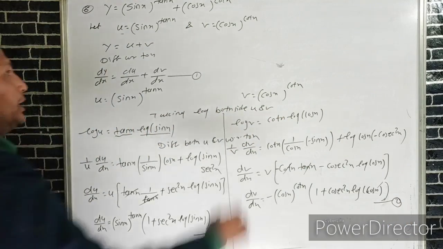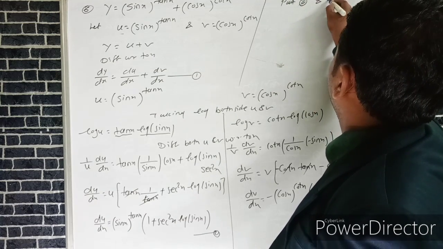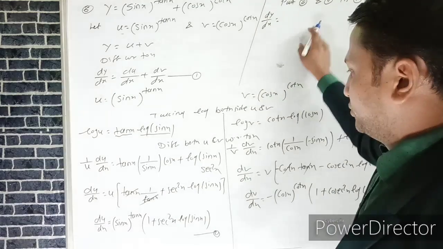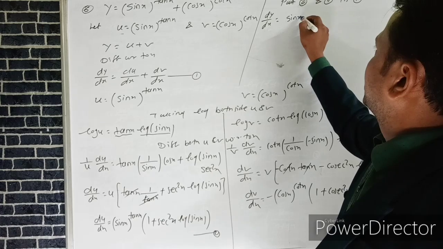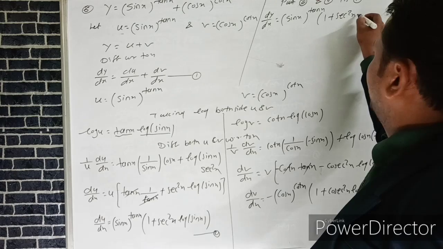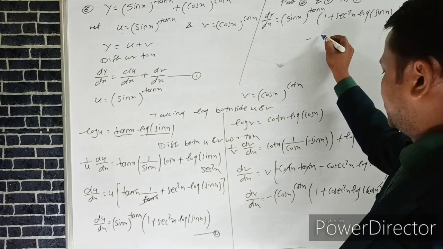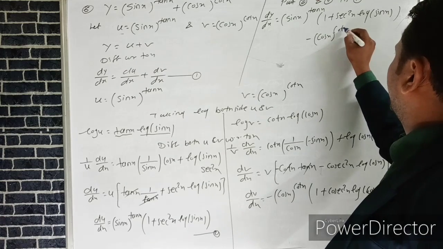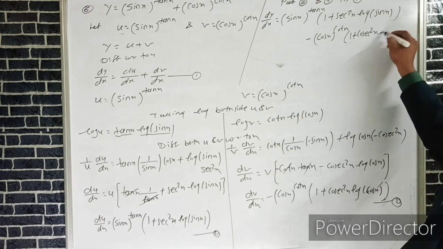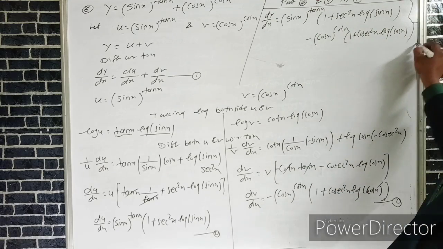If we put 2 and 3 in equation 1, then we get dy upon dx is equal to sin x raised to the power tan x into 1 plus sec square x log of sin x, minus cos x raised to the power cot x into 1 plus cosec square x into log of cos x, which is the required derivative of y, dy upon dx.